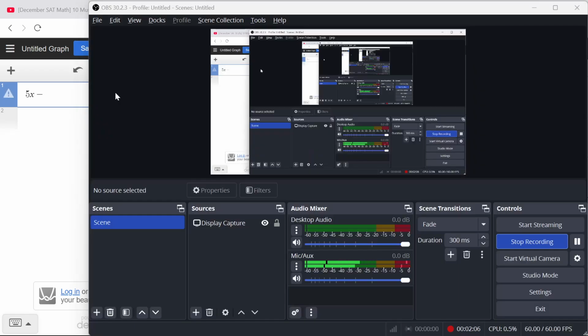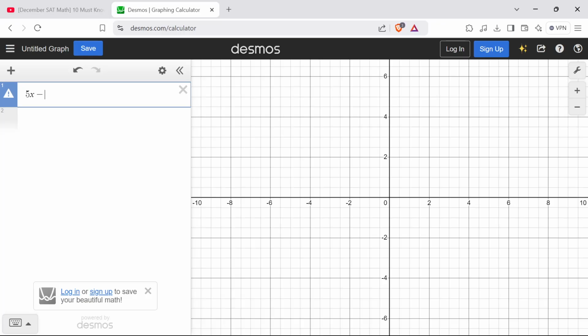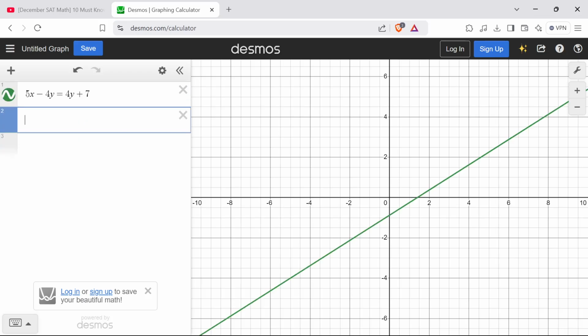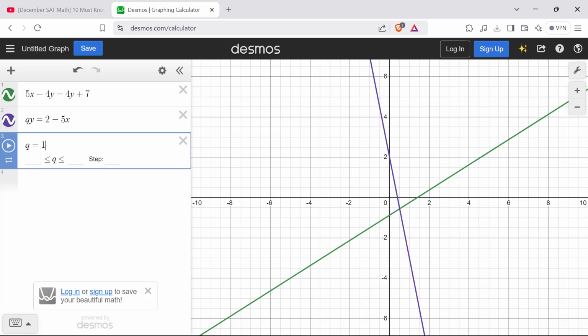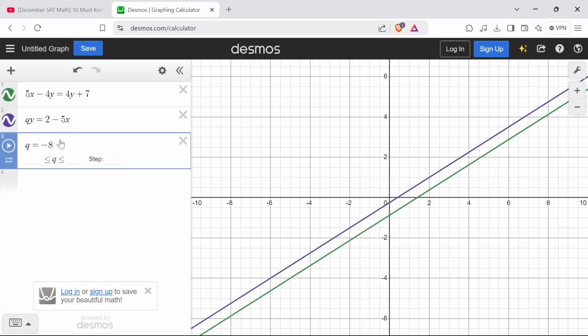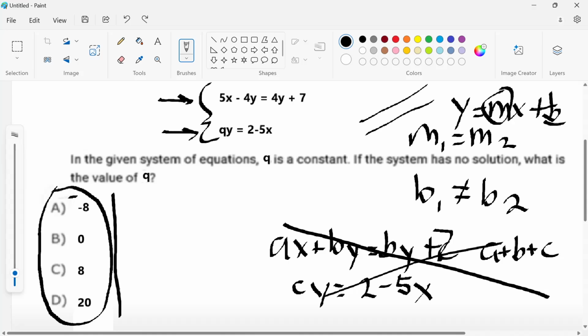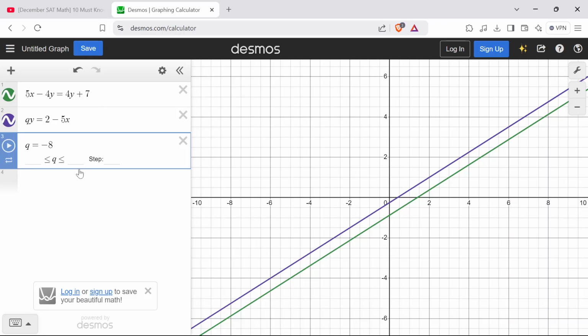5x minus, what was it again? 4y equals 4y plus 7. 5x minus 4y equals 4y plus 7, and then it's got, I think it was qy equals 2 minus 5x. I can click on this, create a slider, and then I can look at the different values. -8. Yep, the two lines are parallel. The answer is -8.